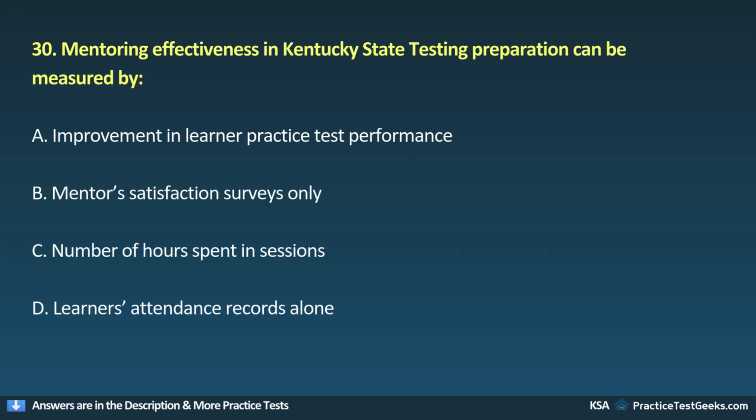30. Mentoring effectiveness in Kentucky State testing preparation can be measured by: A. Improvement in learner practice test performance. B. Mentor satisfaction surveys only. C. Number of hours spent in sessions. D. Learners' attendance records alone.